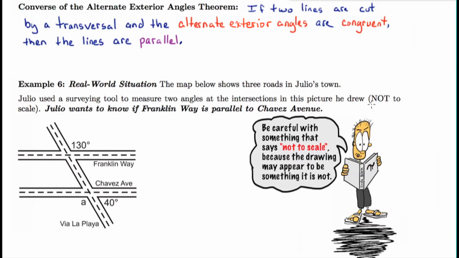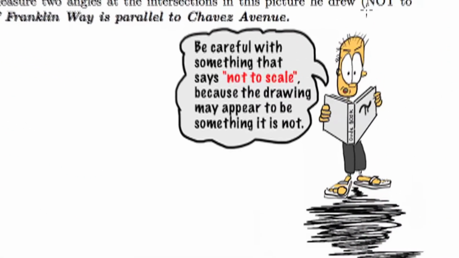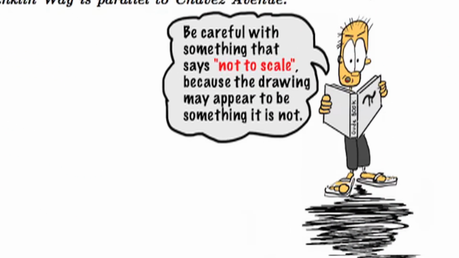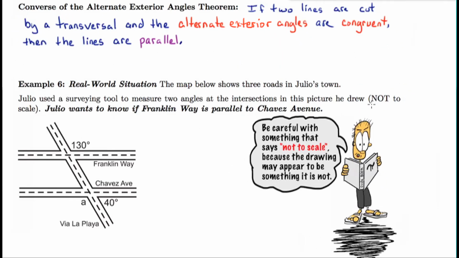Example 6. The map below shows 3 roads in Julio's town. Julio used a surveying tool to measure 2 angles at the intersection in this picture. So this drawing is not to scale. Be careful with something that says not to scale, because the drawing may appear to be something it's not. It might be trying to trick you. So, are these roads parallel?